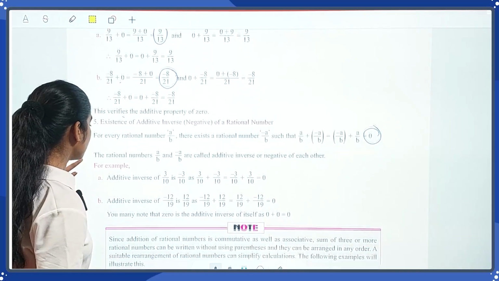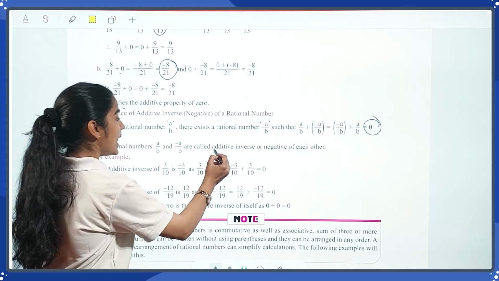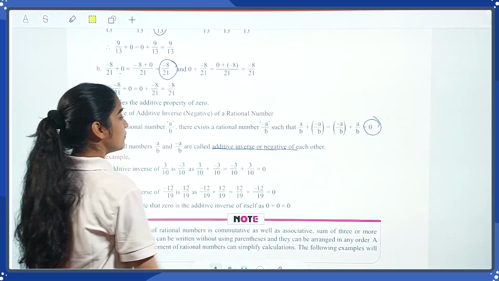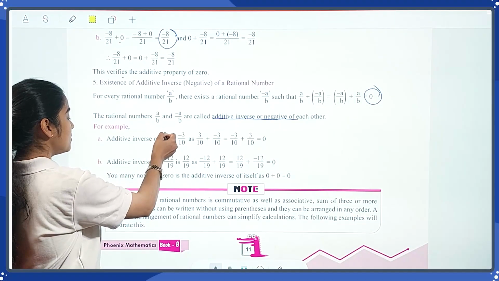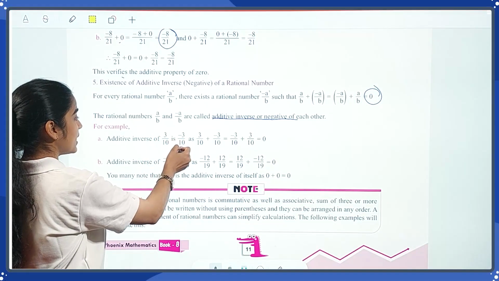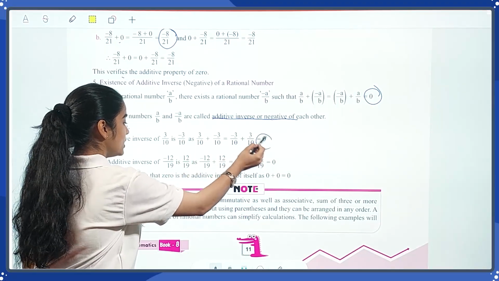Okay, so the rational numbers a by b and minus a by b are called additive inverse or negative of each other. So for example, the additive inverse of 3 by 10 is minus 3 by 10, as 3 by 10 plus minus 3 by 10, your result will be 0.